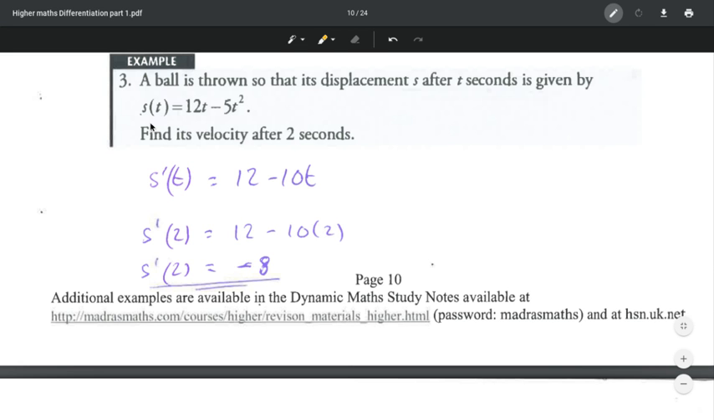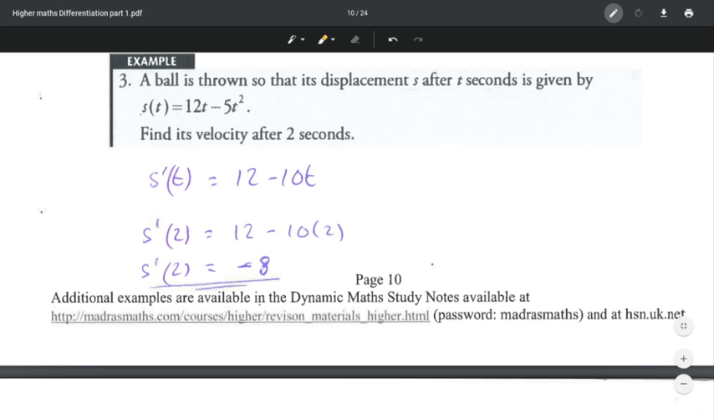So I have displacement. If I differentiate displacement, I get velocity. So by differentiating this, I'll get s dashed of t is 12 minus 10t. So that's the velocity of the ball for any given amount of time. The time we are given is 2 seconds, so it'll be 12 minus 10 twos, which is 12 minus 20, which is minus 8. So the velocity of the ball will be minus 8.